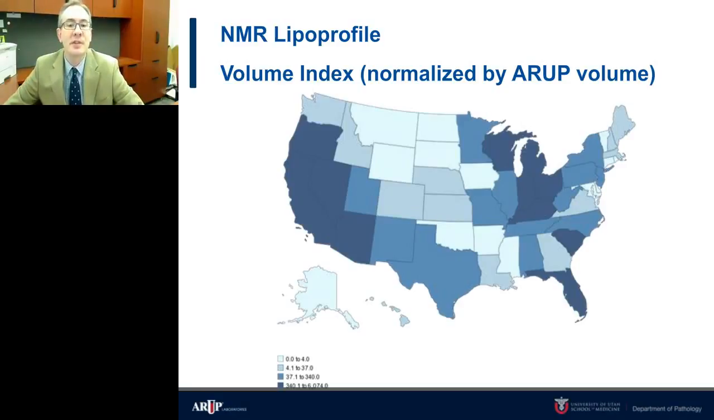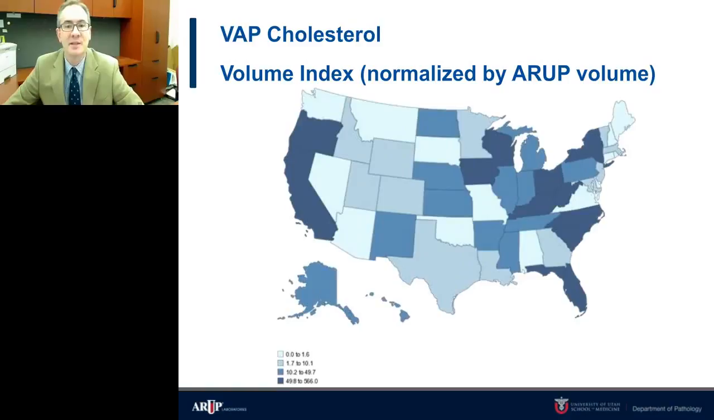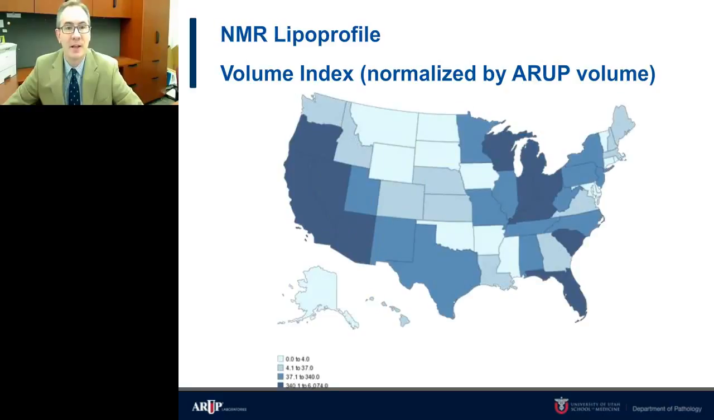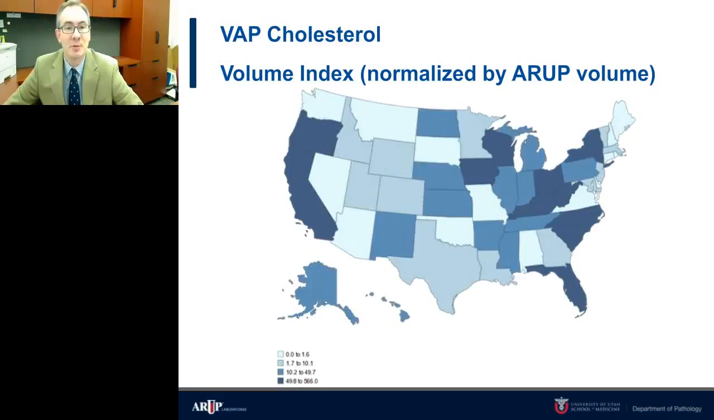So again, I said the two tests are reasonably comparable in terms of the information that you get. In this heat map of the United States, the darker states order a much higher volume of the NMR lipid profile than the light-colored states. If I go to the next slide, I did the same thing with this other test, and you see that it's a different set of states that show up dark. California, I'm going to go back, California has high volume usage of both of these tests, and Montana has low volume usage of both of these tests.